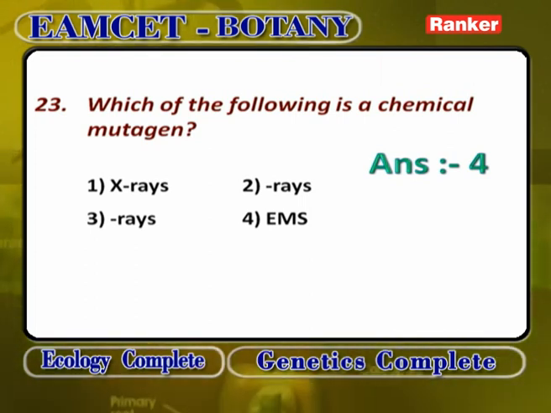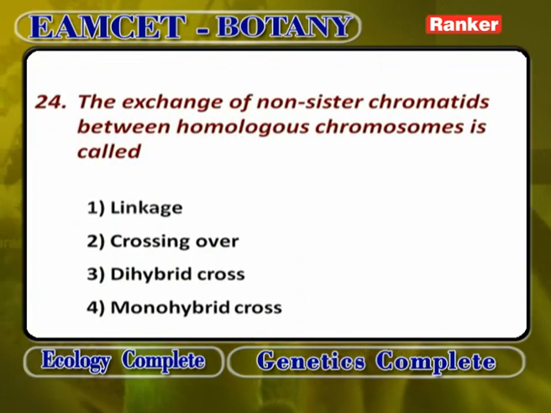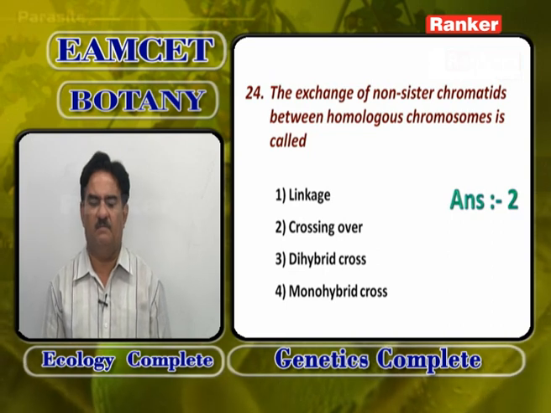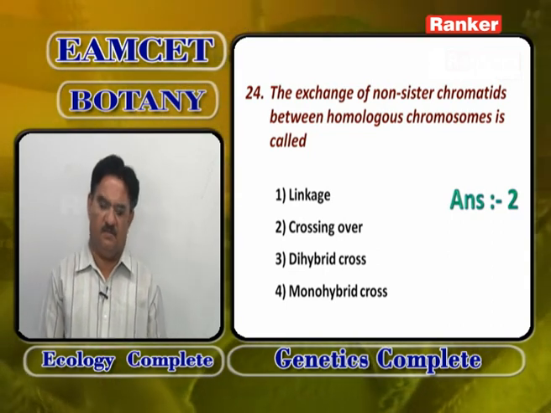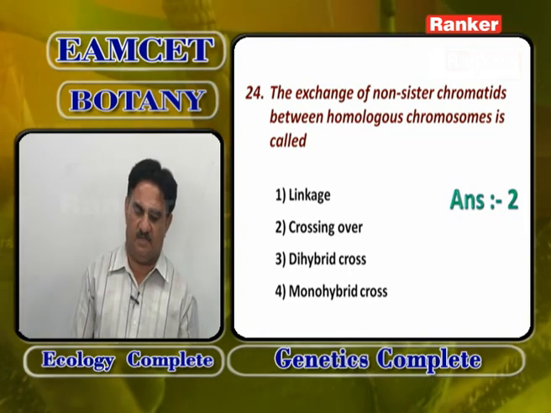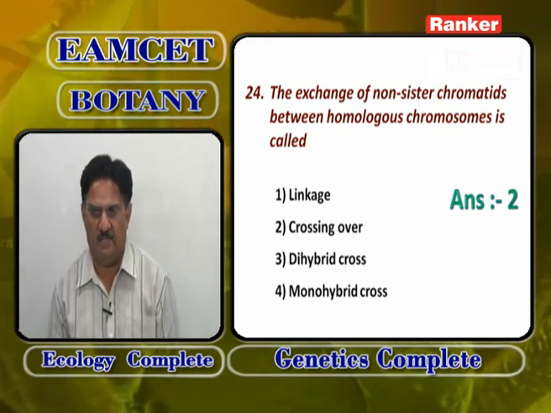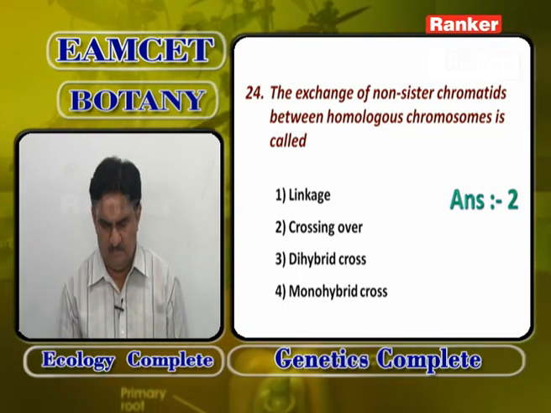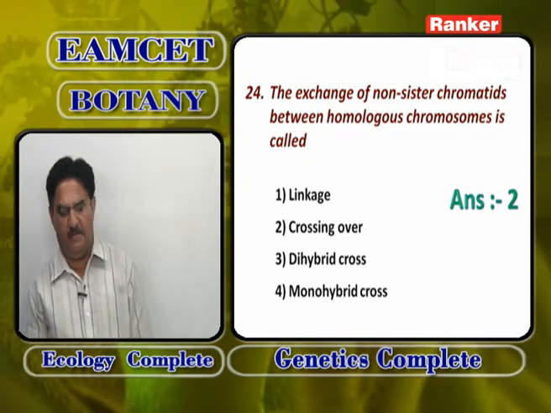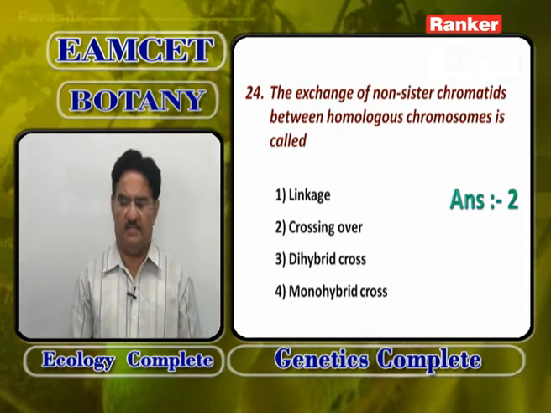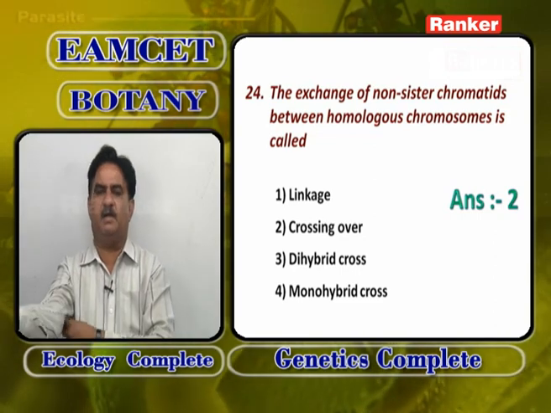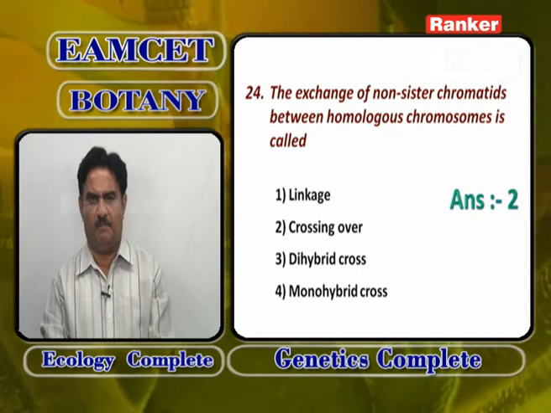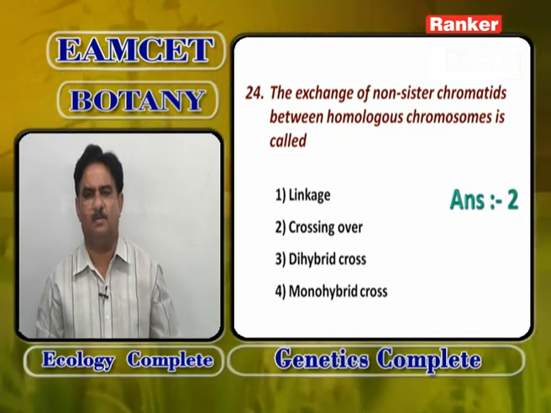Next, the exchange of non-sister chromatids between homologous chromosomes is called crossing over. It is not linkage. What is linkage? Many genes coming together along with gametes is linkage. Dihybrid cross, monohybrid cross is wrong. The exchange of non-sister chromatids between homologous chromosomes is called crossing over, which we discussed in the meiosis chapter. So the answer is crossing over.